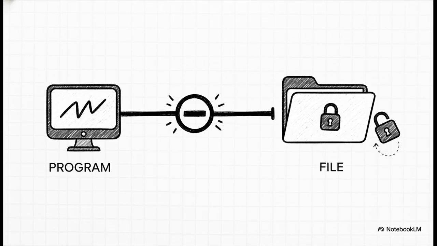And last but absolutely not least, step 3, close. This is a super important habit to get into. You have to call the .close method. Why? Because it's your way of telling the operating system, hey, I'm done with this file, you can have it back. This frees it up so other programs can use it. It's just good programming hygiene, like hanging up the phone when you're done with a call.